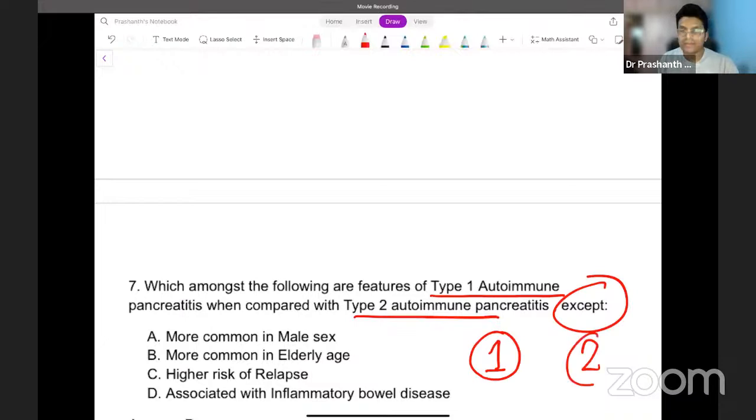Now, the basic thing that we should know is type 1 is IgG4 mediated pancreatitis. Type 2 is not IgG4, it is something else. Okay, so when it is IgG4, remember, it is more in males, it's seen in the elderly age group, and there are much chances of relapse. But these are more associated with various IgG4 phenomena and organ involvement, but not IBD. Type 2 is more in the pediatric age group and is associated with IBD.